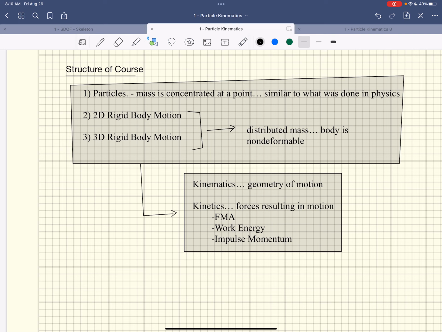Once we get into 2D rigid body and 3D rigid body stuff, it is very procedural. No more integrals, and we just go, this is how you solve these problems. Free body diagram, write your equations of motion, solve the problem. Very straightforward. I mean, obviously there's lots of things to get hung up on, but it does follow the same process each time.